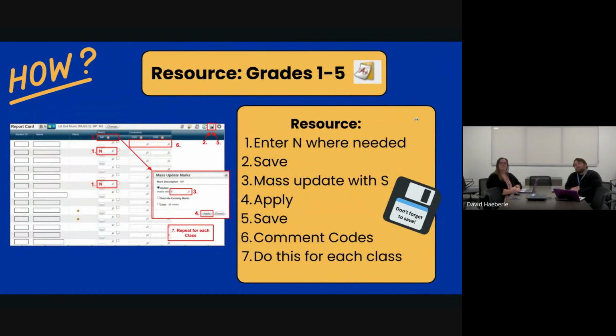For grades 1 through 5 as a resource teacher, this goes to the newer system where you enter your Ns where they're needed, then you can save it, and then mass update the rest of the grades with an S. Once you hit apply, it will fill in anything that is not an N with an S. Then you can save and also put in the comment codes, just like the 1 through 5 teachers.